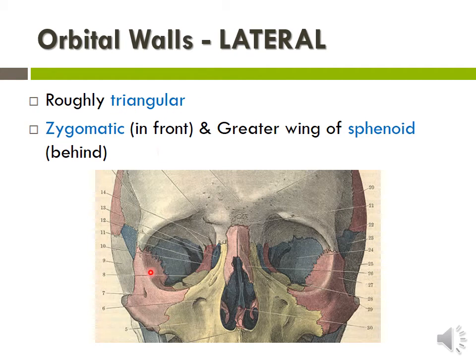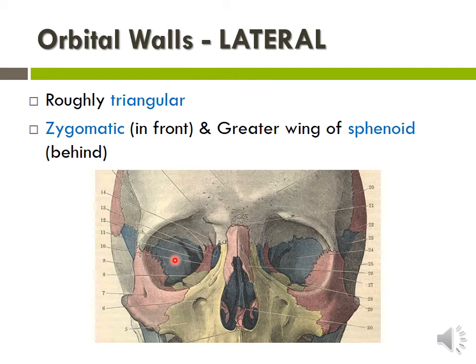Now which are the bones making up the lateral wall? You can easily see it. This is one and this is another one. This is the roof, right? So what is this bone? This is the zygomatic that is in front, and another one making up the lateral wall is the sphenoid. Which part of the sphenoid? Greater wing of sphenoid. So it is easy to remember now. This is zygomatic and greater wing of sphenoid.